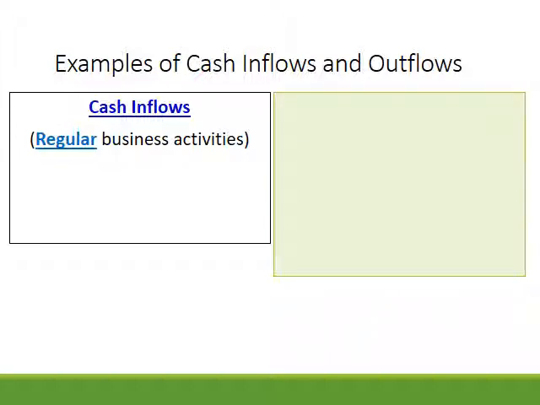Example of cash inflow and outflow. Let's look at cash inflow for regular business activities. First one will be cash sales on inventory. So basically a business sells inventories and collects cash on the spot. That's one regular business activity. There will be cash inflow.